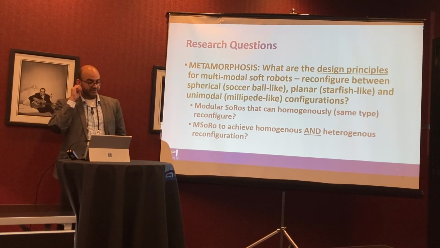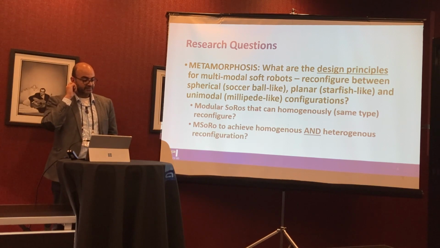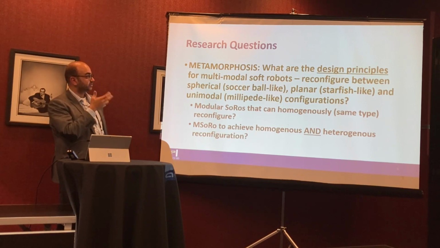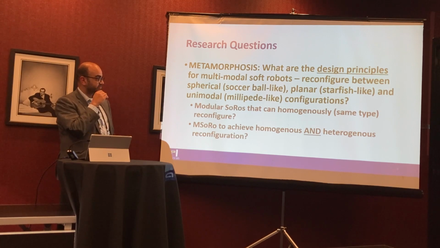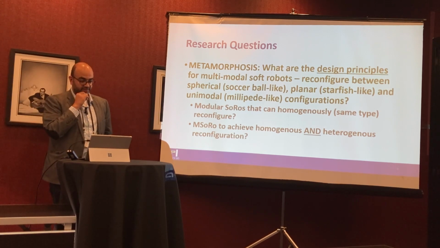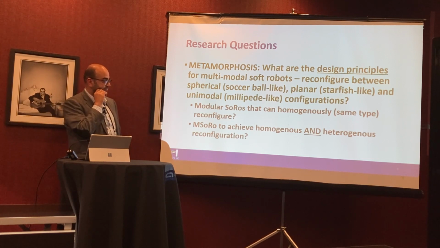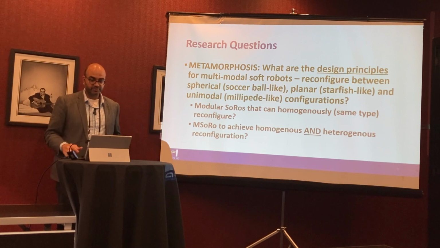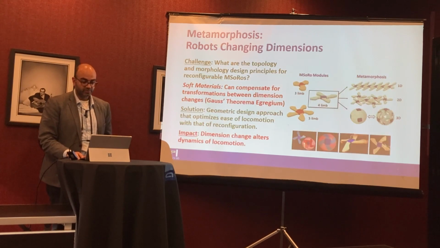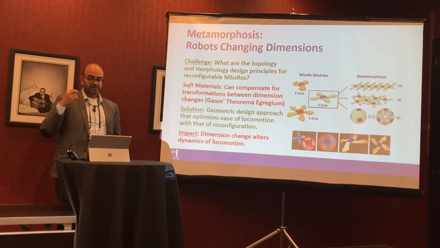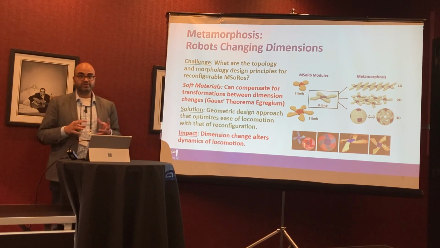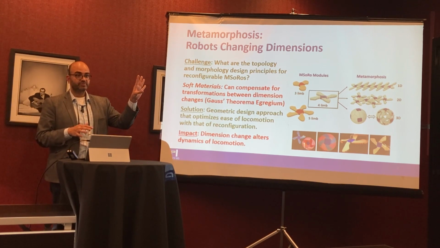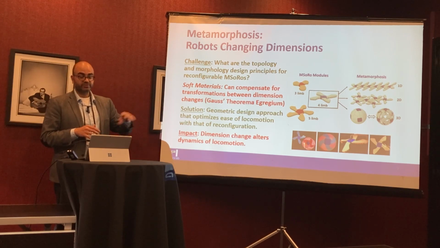So the question I'm posing is, can we design a soft robot that can reconfigure between a spherical soccer-like ball, a planar starfish-like, and a unimodal, that means millipede with multiple legs? And can they reconfigure between themselves, and can they reconfigure with themselves? So modularity to achieve shape change, or more specifically, dimension change, because the impact of that is a spherical ball locomotion dynamics is completely different from that of a millipede-like robot or a starfish-like robot.